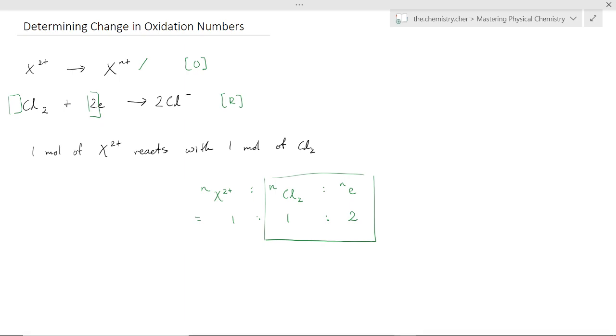After which, what I need to realize is that since 1 mole of this reacts with 1 mole of this, and 1 mole of Cl2 takes in 2 electrons, it means that 1 mole of X^2+ actually gave out 2 electrons. Since all the electrons that are given out must be taken in, X^2+ gave out 2 electrons. So if X^2+ gave out 2 electrons, this simply means that the value of n is actually 4+, because the oxidation state of X actually increased. So this is how you can determine the change in oxidation numbers.